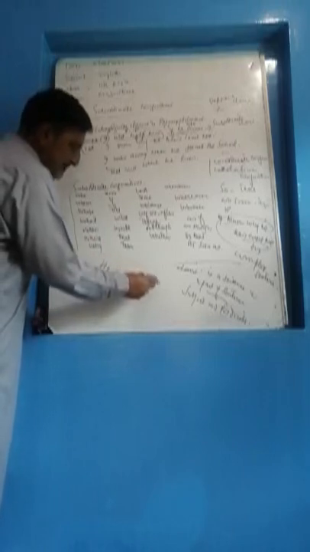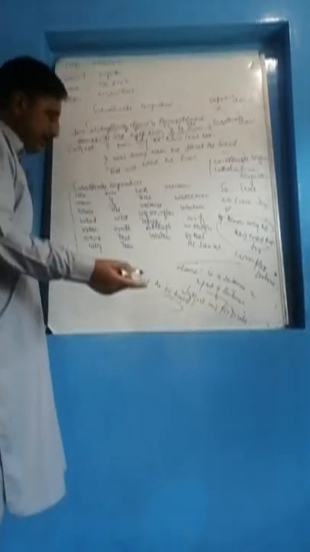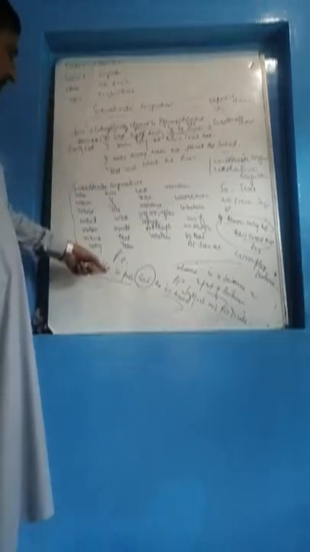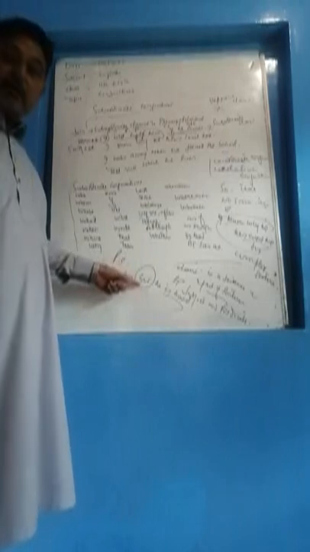He is poor but he is honest. See here, he is poor, it is a sentence or clause, and he is honest, it is also a sentence or clause, and this is also a principal clause. These two clauses are joined by but, which is a coordinate conjunction.